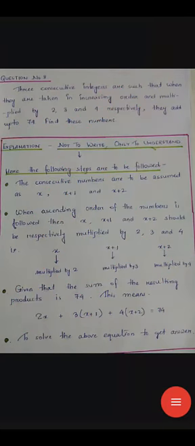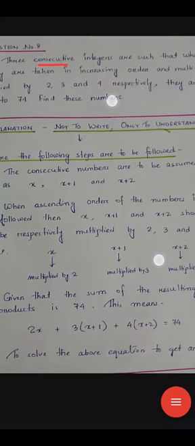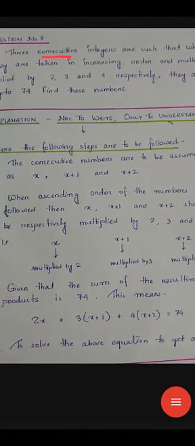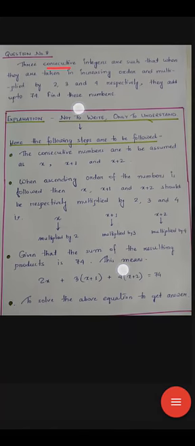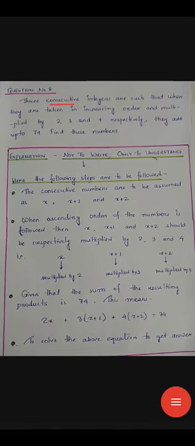Once we get the value of x, then we can evaluate x plus 1 also, then x plus 2 also. So evaluation of x, x plus 1 and x plus 2 will respectively give us these three consecutive integers. Now let us look at this explanation part. These are the steps to be followed. Let us check what the steps are.